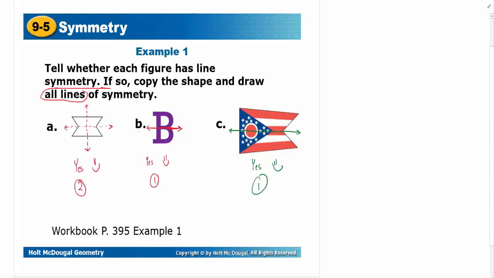Okay. So again, that's just making sure you understand symmetry and you can find it in a figure. You just have to see it. But as long as you can see it, you should be fine. It's not too bad. Alright, so that's finding lines of symmetry.